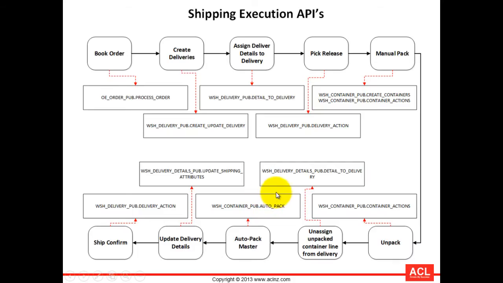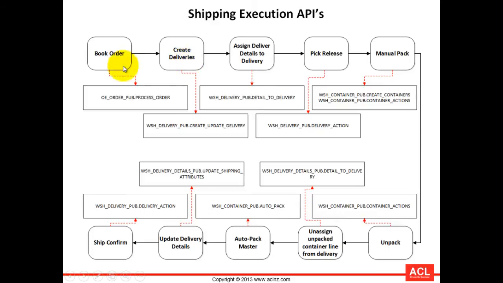Each of the APIs I have listed here are public APIs, and you identify them by the word pub within their name. The first one is called the OE order pub API, which can be used for not only importing the order but also processing the order within Oracle applications. So if you want to process or book an order in Oracle applications via an API, you can use this API, OE order pub dot process order package procedure.